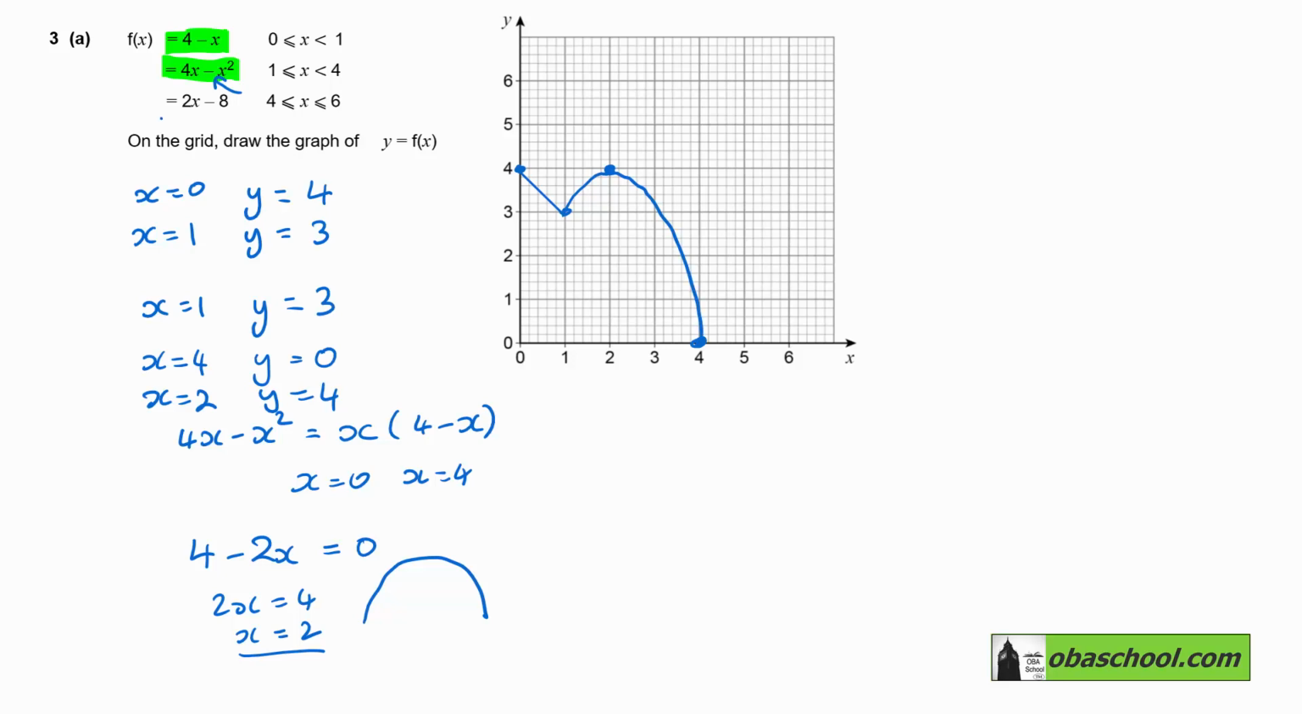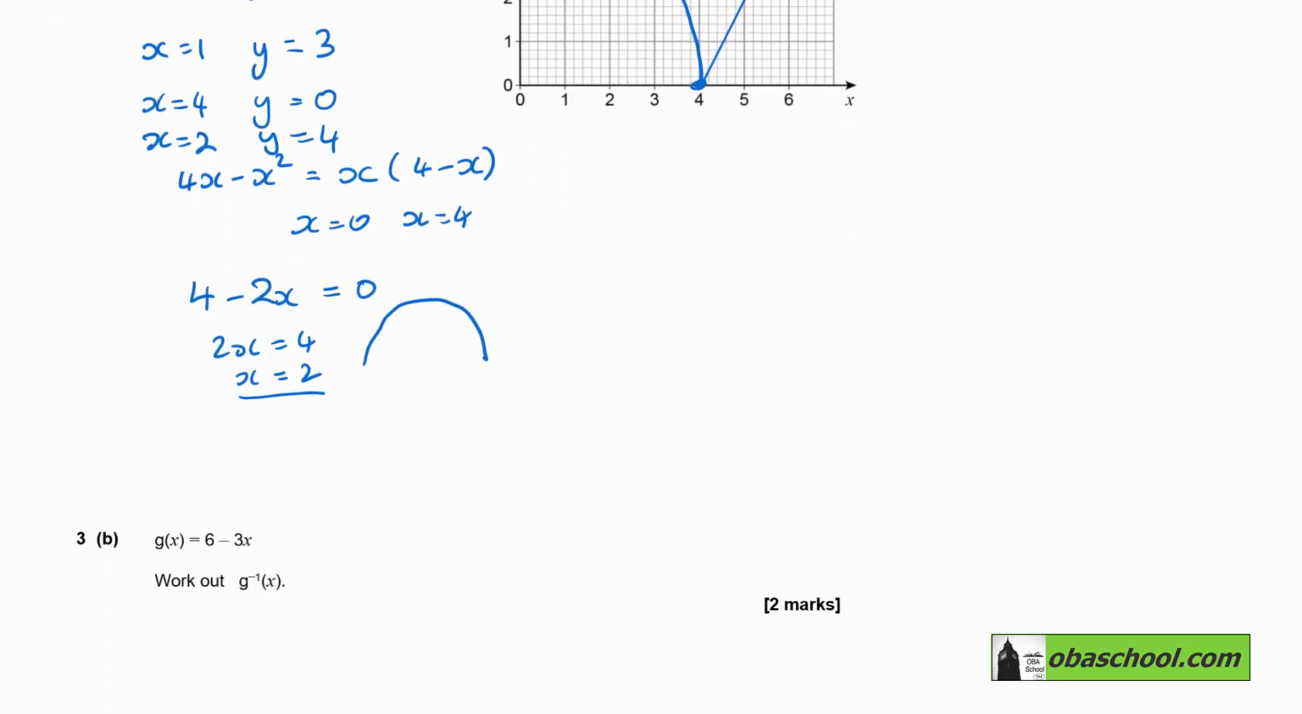Then we have the final section, 2x minus 8. So when x is equal to 4, that's going to be 2 times 4, take away 8, which is 0. So again, they're going to match. When x is equal to 6, it's going to be 2 times 6, which is 12. Take away 8 gives us 4. So that is going to go up to 6, 4. And that section would be a straight line.